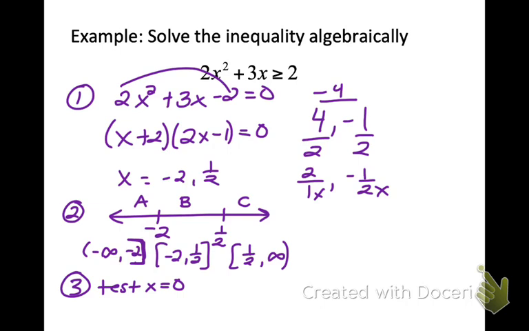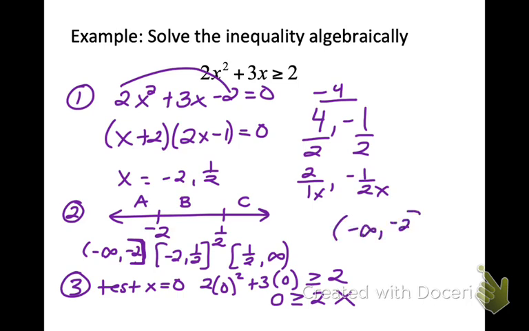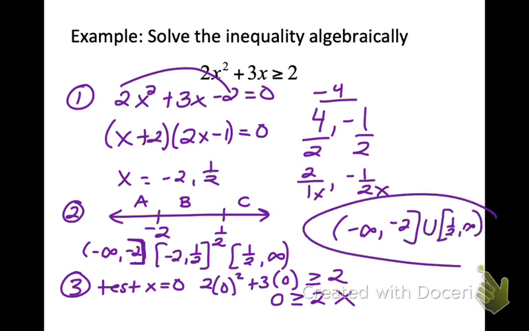All right, so plugging in 0 back into your original. So 2 times 0 squared plus 3 times 0, is that greater than or equal to 2? So is 0 greater than or equal to 2? No. So is B the solution? Nope. So if it's not B, then it has to be the other two. So it has to be A and C. So your answer is negative infinity to -2 bracket union bracket 1/2 to infinity.